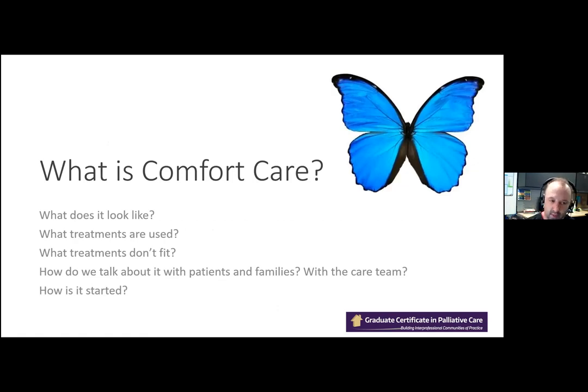When someone says comfort care, what do you imagine? What does that look like to you? What treatments are a part of that? What treatments don't fit with that vision for you? And think about how we talk about it with families, how we communicate with the care team about it, really how we get started on comfort care. So if you would take a minute, just pause and really legitimately answer those questions. I'll pause for a second here.